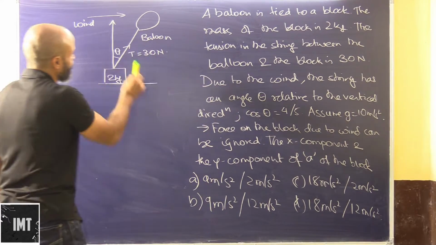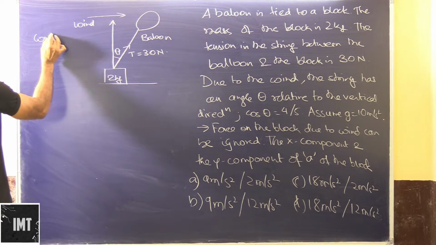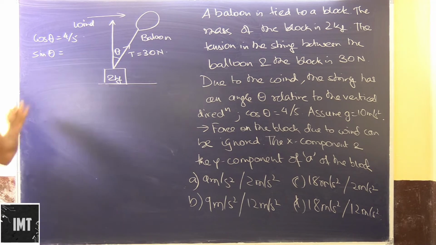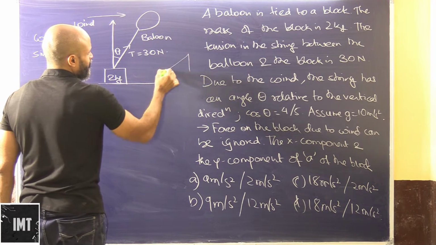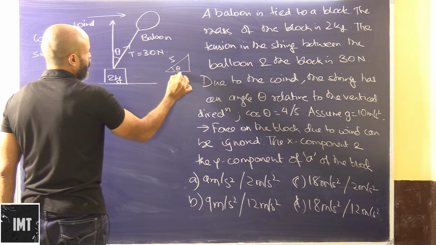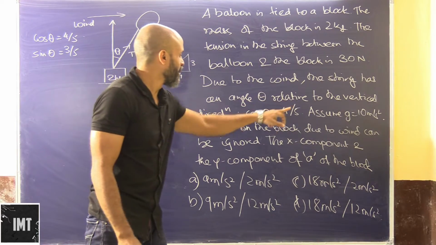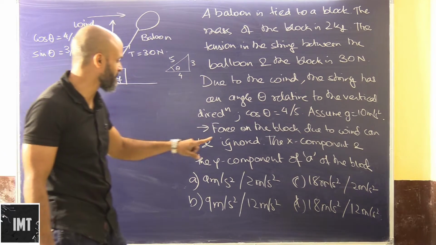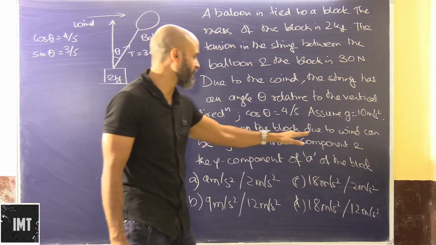Due to the wind, the string has an angle. So the string is making an angle of theta, and here cos theta is given as 4 by 5. Very conveniently we can say that sin theta is equal to 3 by 5. If cos theta is basically 4 by 5, base upon hypotenuse, so this has to be 3. So sin theta will be 3 by 5. Relative to the vertical direction, cos theta is equal to 4 by 5. Assume g to be 10 meter per second square. Force on the block due to the wind can be ignored.